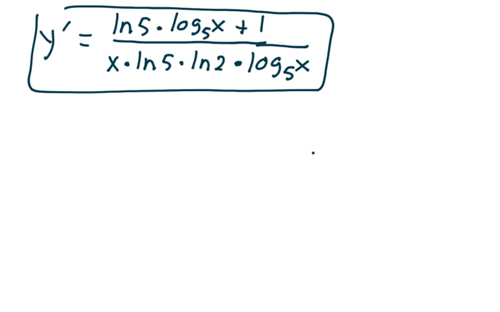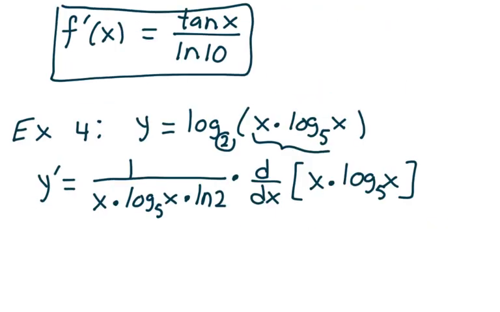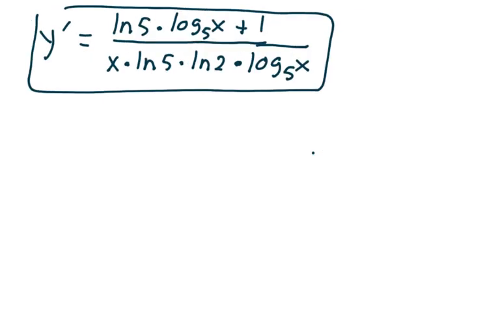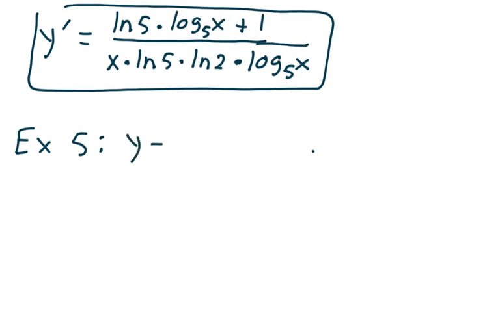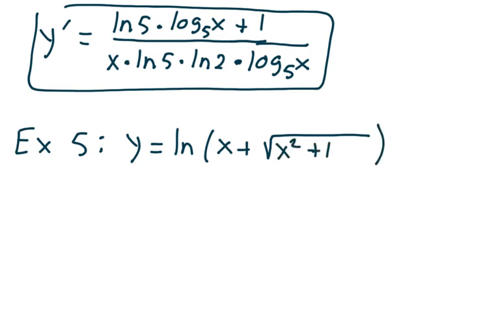And let's do one more example. So this was example 4. We'll look at example 5 for this video. Suppose I had this one. Suppose I had y equals natural log of x plus square root of x squared plus 1. Okay? And I want to take the derivative there.